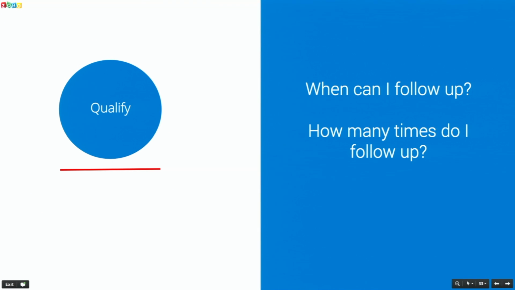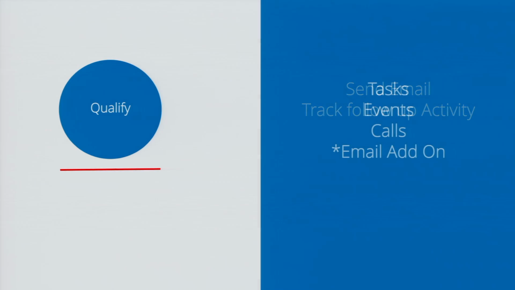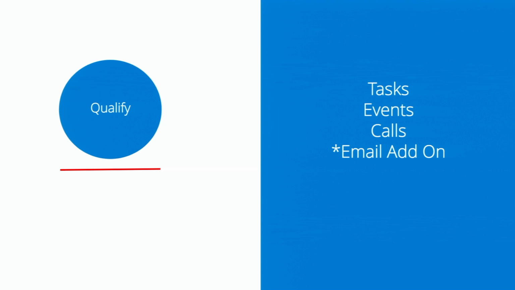So again, our very difficult question to answer: how many times do I follow up? When do I follow up? Well, that's up to you to decide. What I'm going to tell you is that you can track this information in the CRM by using the activities module. The activities module is tasks, events, and calls. And the other piece of follow-up activity, of course, besides tasks, events, and calls, is sending emails. And that's the main way we communicate with our customers.